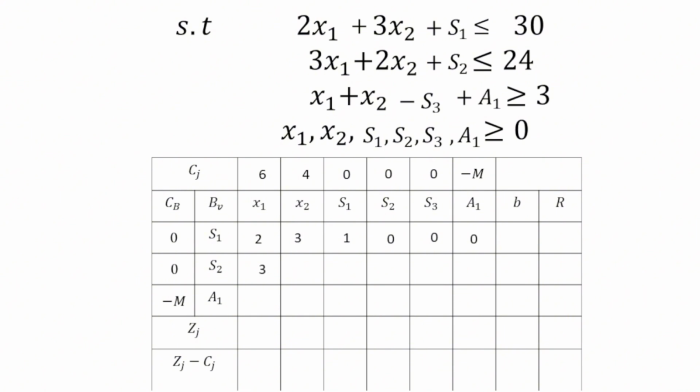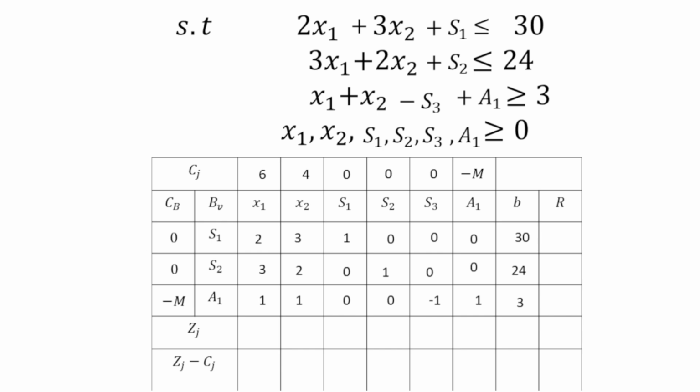The second constraint is 3, 2. There's no S1 in the second constraint, but we have S2, so that's going to be 1, 0, and 0. Then the third constraint, that's 1, 1, 0, 0, then a minus 1 because we're having an x3. Then A1 is just 1. Okay, so we can fill up our answers. This is our B. So we have 30, we have 24, and we have 3.